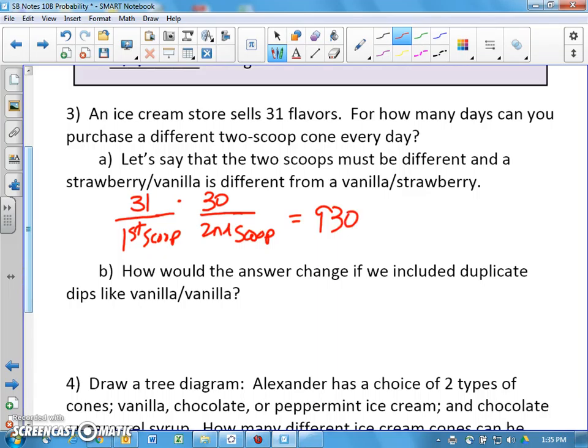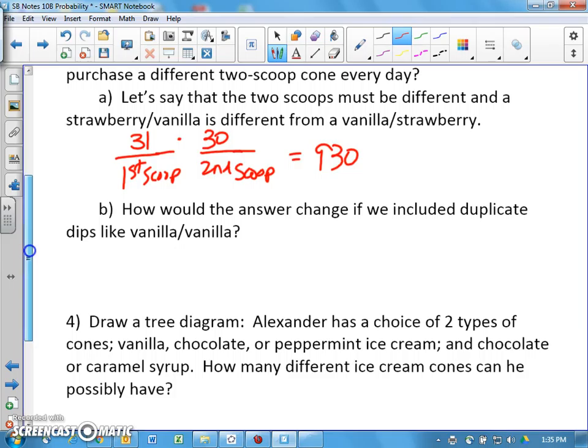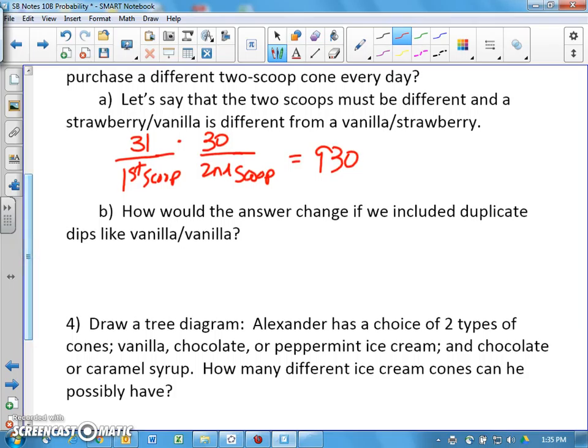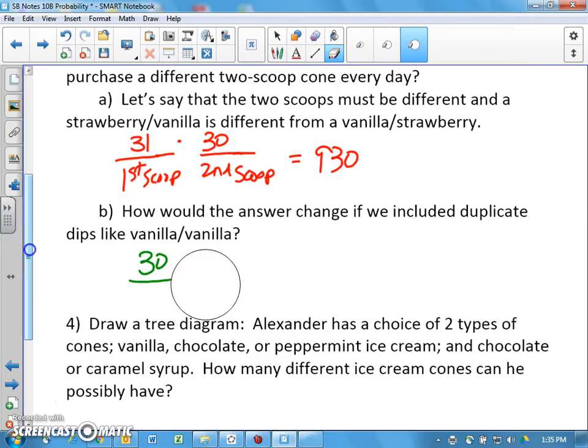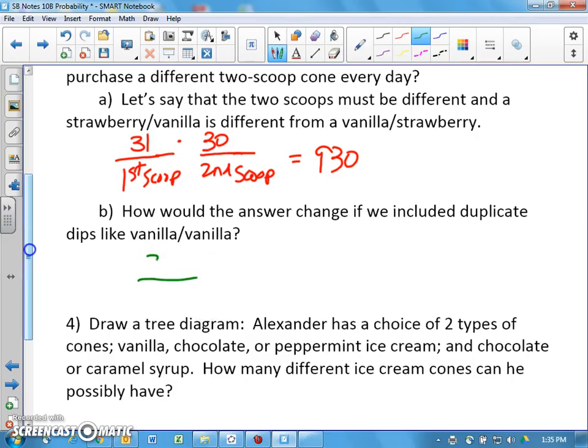So part B asks, how would this be different if we can have 2 scoops of the same flavor? If that's possible, then we would just have 31 choices for the first one, and for the second scoop we would still have 31 choices. And this is going to give us 961 ice cream cones.